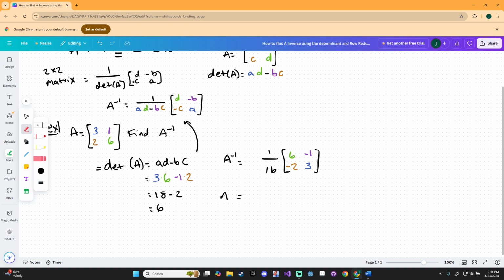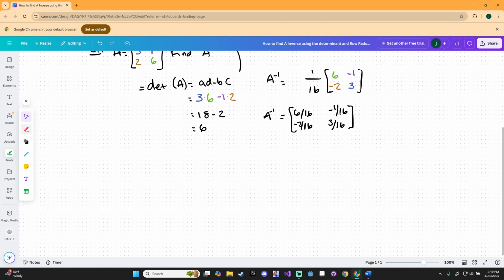If we want to solve that out, we get 6/16, negative 1/16, negative 2/16, and 3/16. Because this here just acts like a scalar, we just multiply by each number. An easy way to see if you got this right on a quiz or an exam is to multiply your original matrix by your inverse matrix, and it should equal your identity matrix.